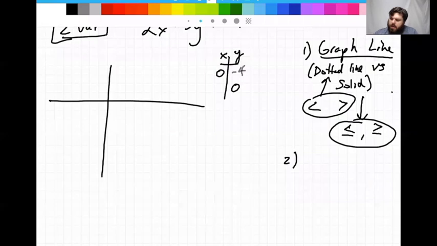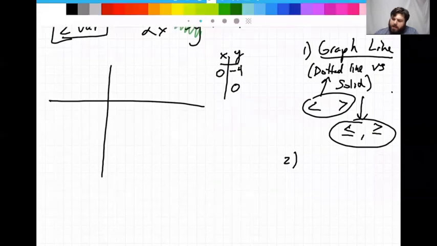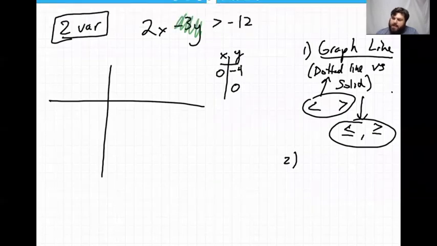Then I do the same thing. I'm going to let Y equal 0, and then I can find out what X has to be. So when Y is 0, X has to be -6, right? Because 2 times -6 would equal -12. So there's my 2 points, 0, -4, that's right here, and then -6, 0, that's right here.